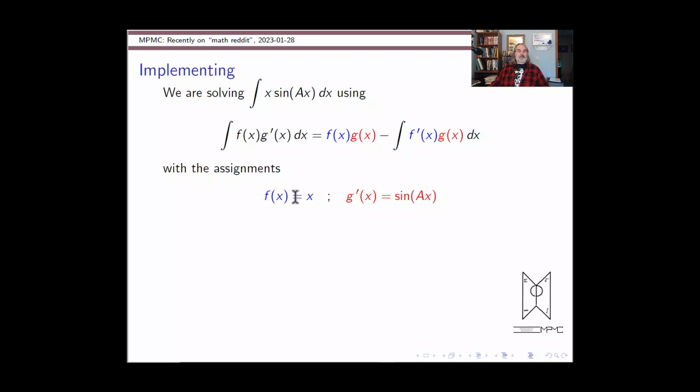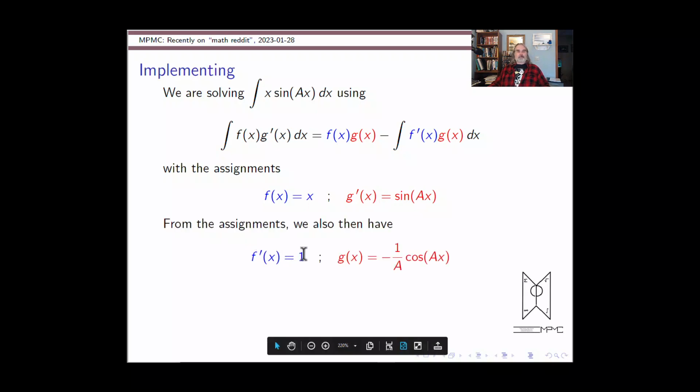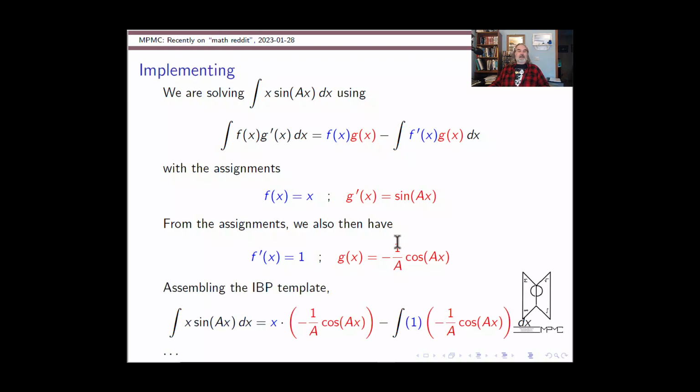Now with these assignments, f of x is x, g prime is sine of ax, then f prime is 1, dx if you want that there, and g of x is the antiderivative of sine of ax, which is negative 1 over a, whatever a is, cosine of ax. Okay, and then we plop all this new information into the template. The blue ones are the data related to f or f prime, and the red ones are just g at this point, because g prime is only sitting over here, the sine of ax part.